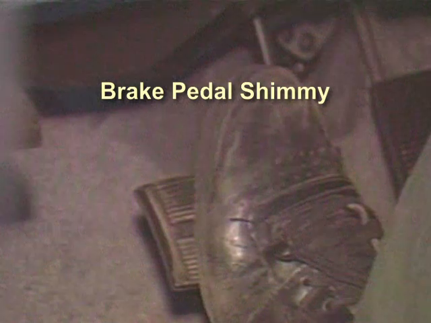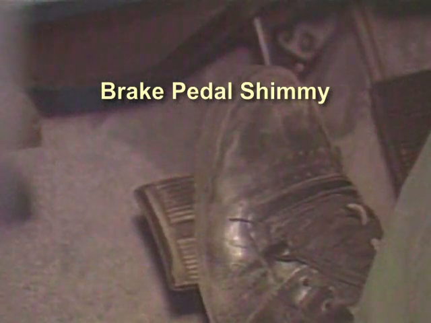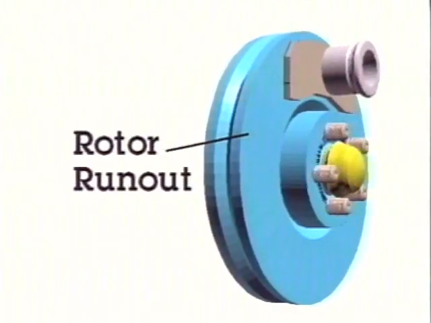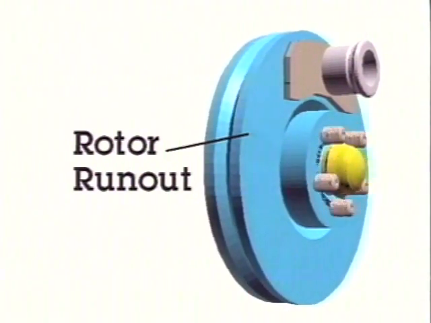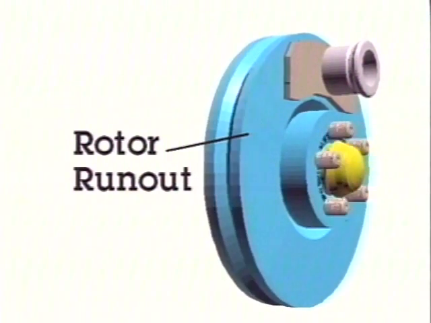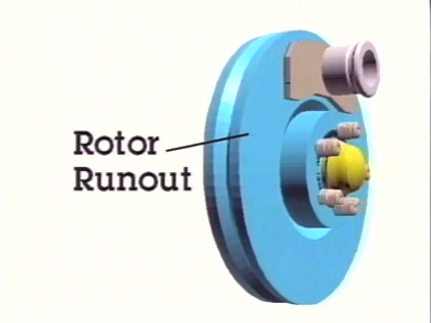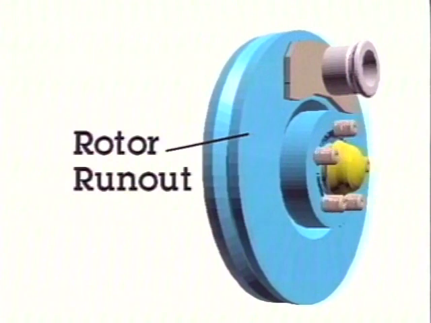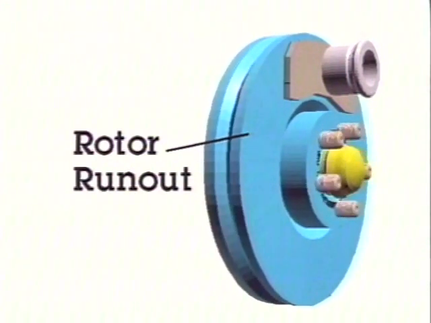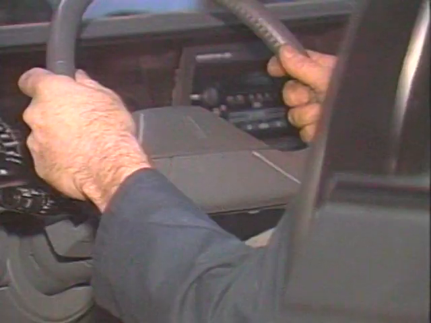The brake pedal actually vibrates up and down during normal braking. The most common cause for this is rotor runout on the front of the vehicle. Excess heat can cause the rotor to warp or develop heat checks or hardened areas. This runout will transfer motion back into the brake system and to the brake pedal. The brake pedal will only vibrate when braking.